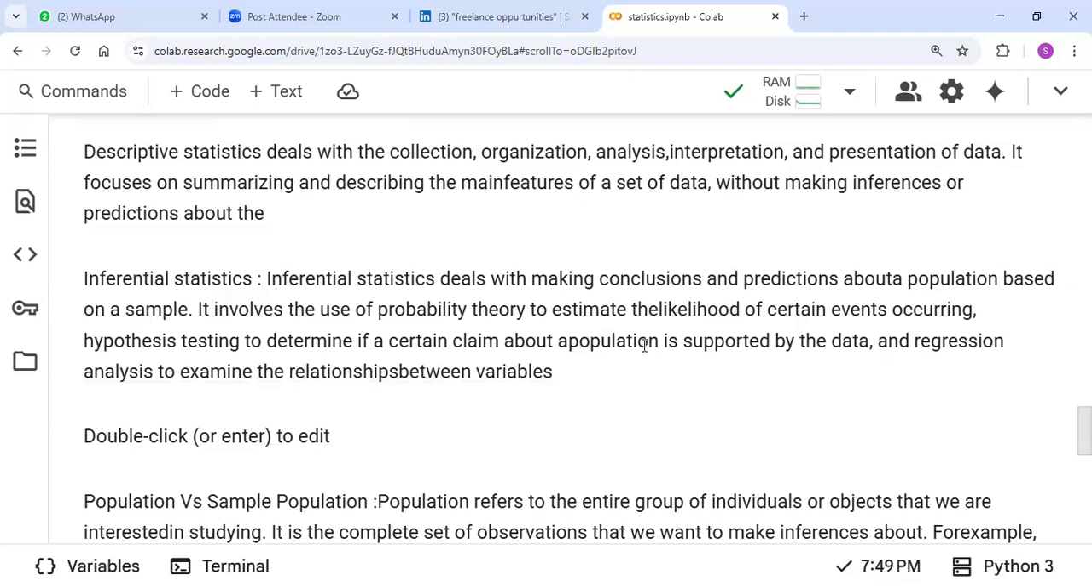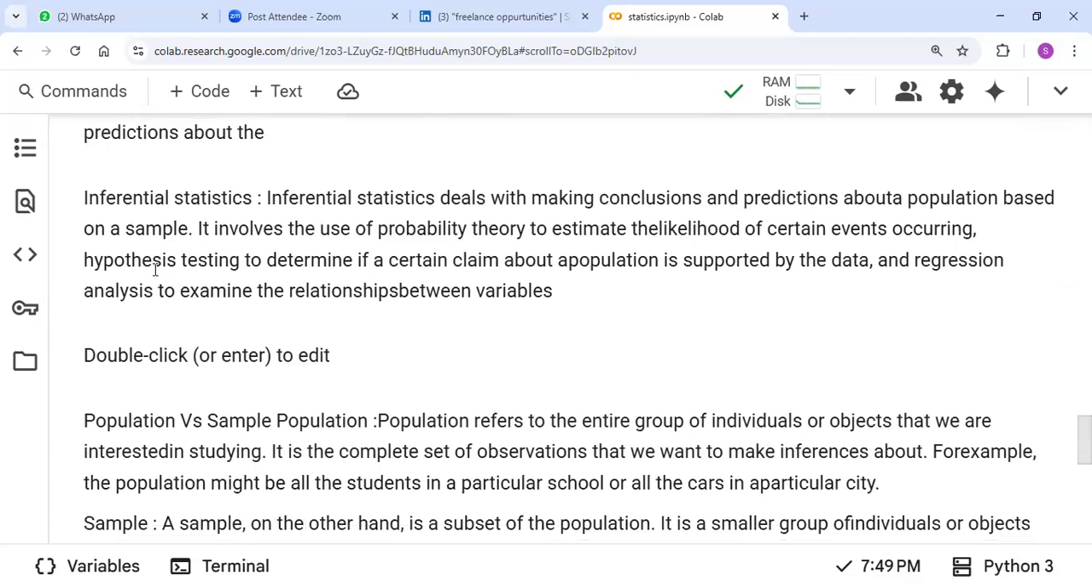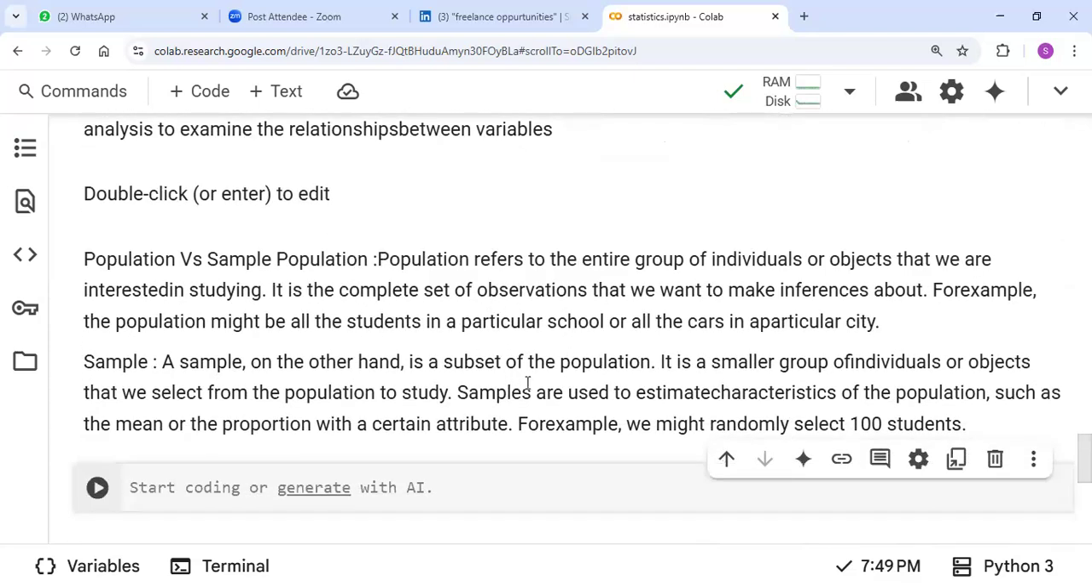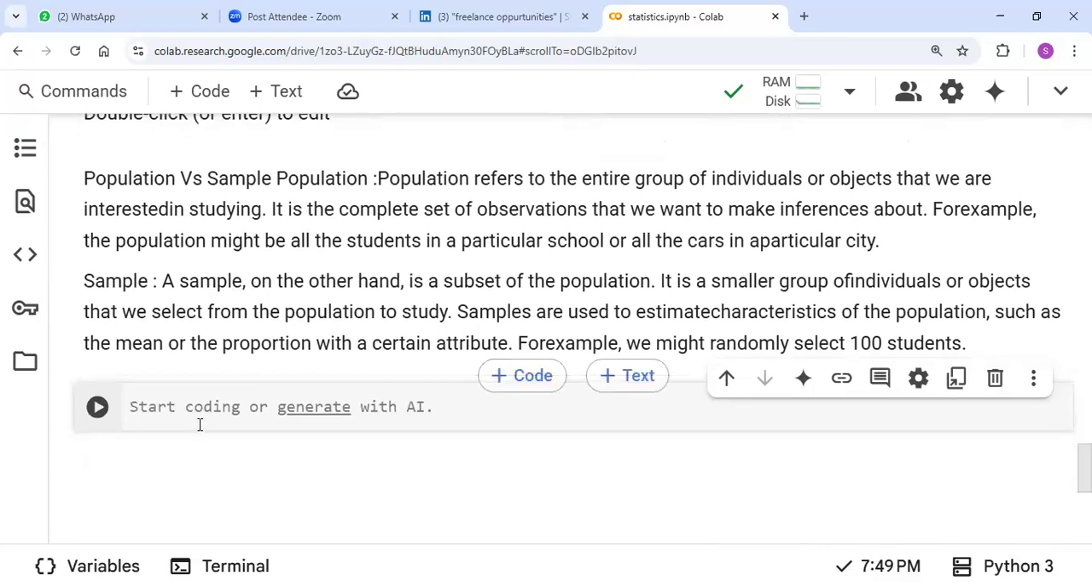And inferential statistics, using it, we can derive a conclusion about it by performing various hypothesis testing with the population and the sample data. So first, let us start with the descriptive statistics, guys. We'll start with the descriptive statistics.